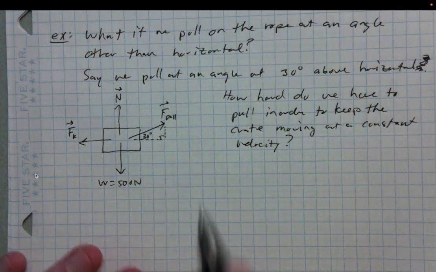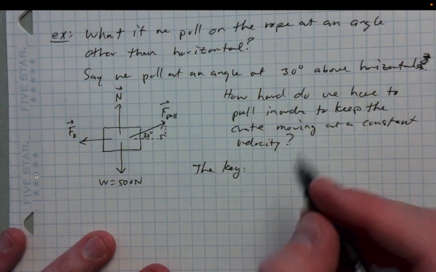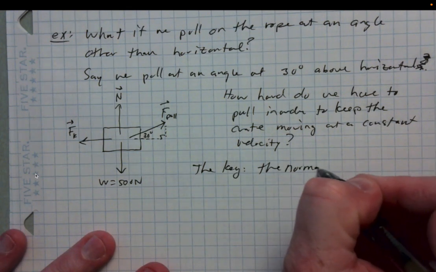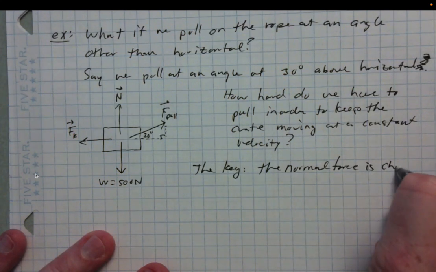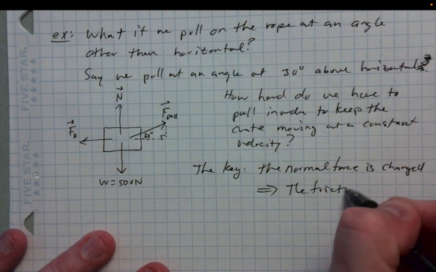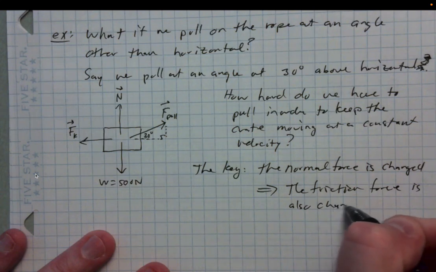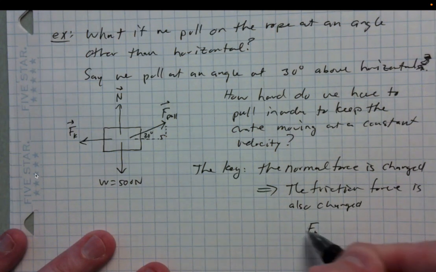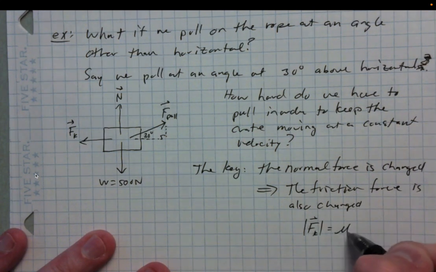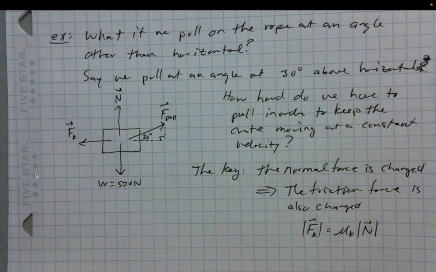Okay, so the key here, however you want to phrase this, is that the normal force has changed, right? And that means the friction force has also changed. Remember that kinetic friction force is equal to mu sub k times the normal force. So if the normal force is decreased in any way, the friction force is going to be decreased. And conversely, if I increase the normal force, I increase the friction force.